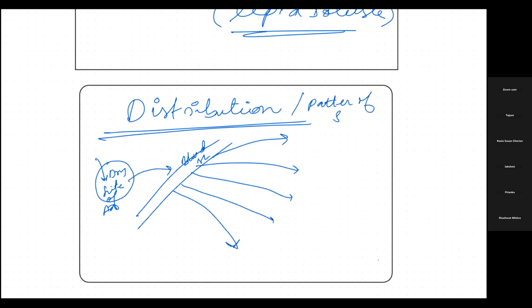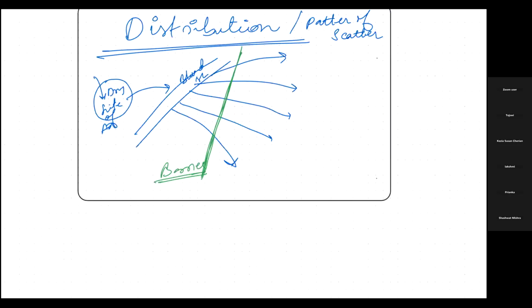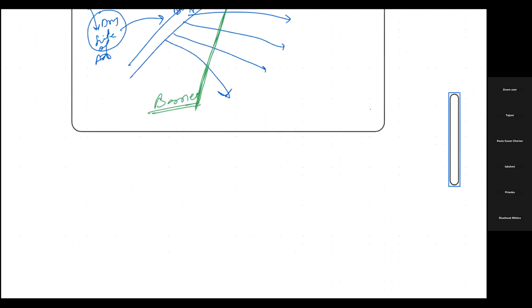So what is distribution? It is nothing but taking the drug from the bloodstream to different parts. But there is a challenge here, and the name of the challenge is barriers. We are going to see what these barriers are. You might have heard the names of these barriers multiple times. Today let's see what they are.